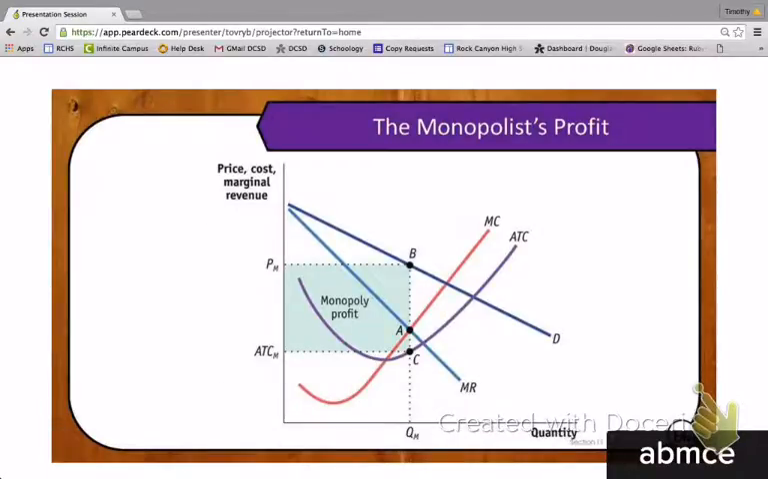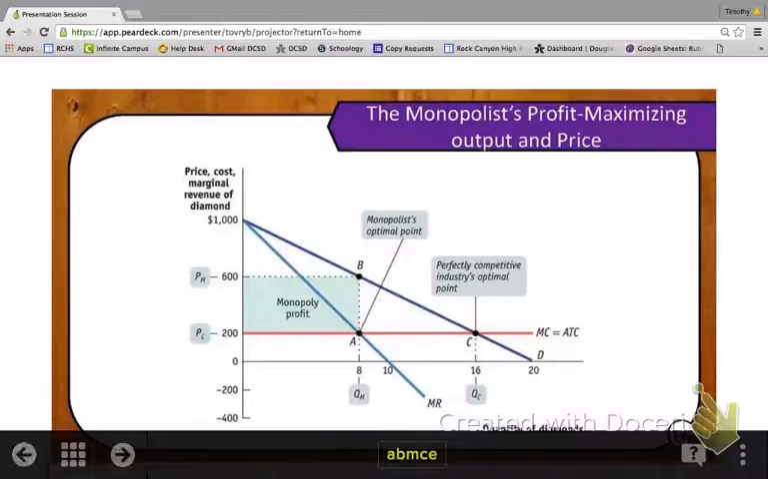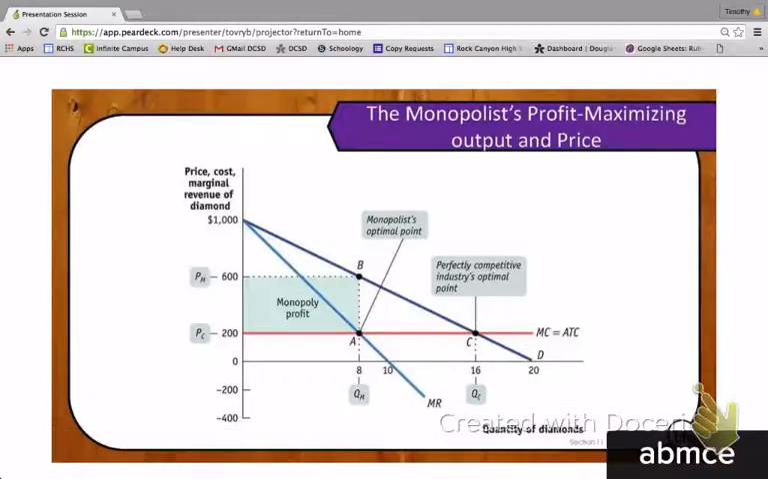Here's another graph where you see the monopolist's profit. This is what is thought of as the classic monopoly graph. Remember that if we look at this previous graph, output under perfect competition was where price was equal to marginal revenue and equal to marginal cost, and this occurs where the marginal cost curve intersects demand at a quantity of 16 units, and the corresponding price would be $200.